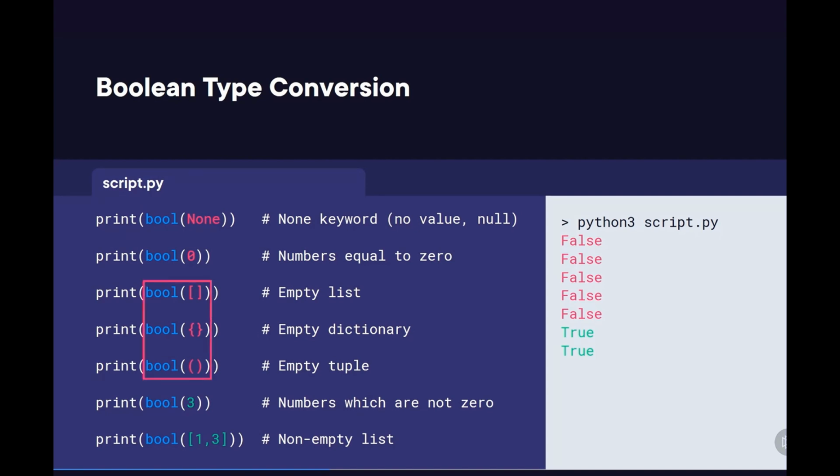All of the empty collections will also be converted to False. So an empty list, empty dictionary, or an empty tuple will all be considered False. If any one of these collections has at least one value, that collection will be True in Boolean. The values that will be converted to True are also known as truthy values, and values that will be converted to False are known as falsy. This is just a terminology that you can use when discussing the code. So to sum up, None, numbers equal to 0, and empty collections are all False and everything else is True.